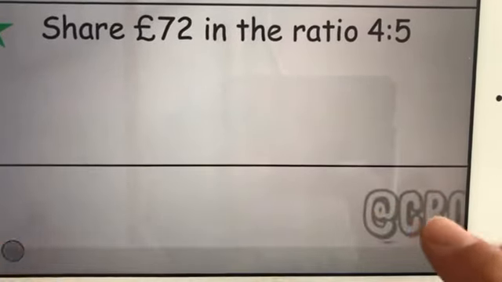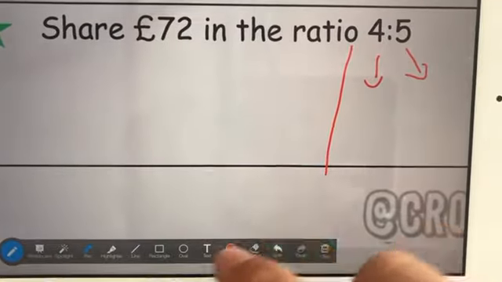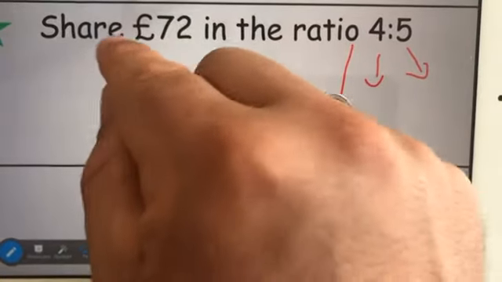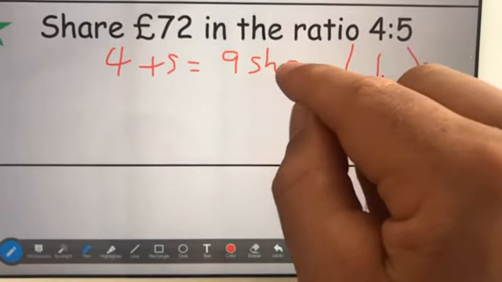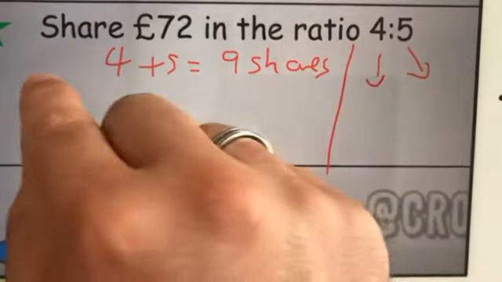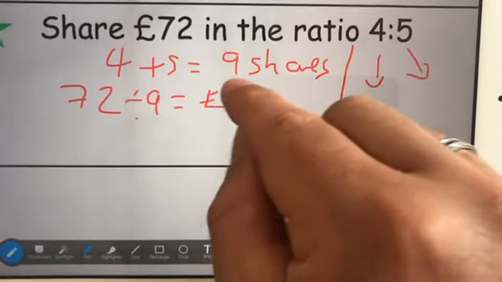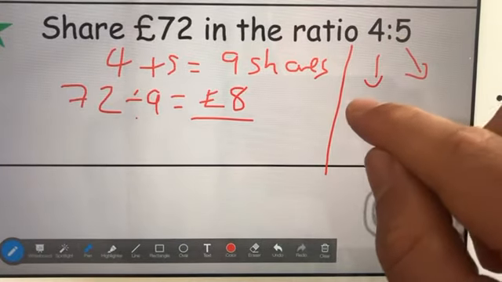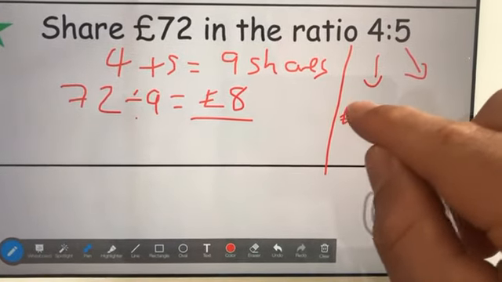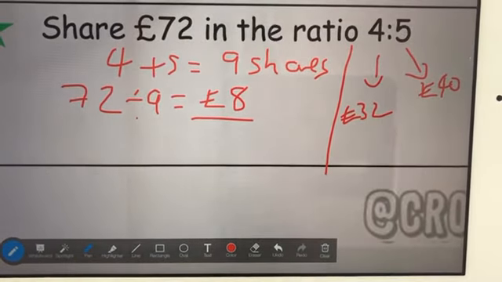Next one, £72 in the ratio of 4 to 5. I've got 4 one way and 5 the other. I've got to add the shares up first. 4 plus 5 gives me 9 shares. I do the amount of money divided by the number of shares. So 72 divided by 9 means 1 share is worth £8. That's the key number. 4 lots of £8, one person's getting, so they get £32. And the other person gets 5 lots of £8, so £40. 32 one way, 40 the other, that's worth 3 points.